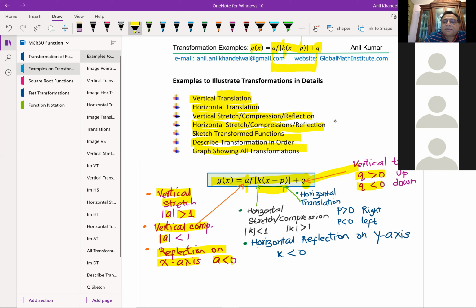The inside parameters, as I said earlier, affect horizontal. So k gives you horizontal stretch or compression. It stretches when the absolute value of k is less than 1 and compresses when the absolute value of k is greater than 1. As far as p is concerned, when we use some functions, we say phase shift also. It actually translates the function left or right. So if the p value is greater than 0, the graph moves right. And if p is less than 0, it moves left. When the value of k is negative, then the graph gets horizontally reflected on the y-axis, right? So the reflection on the y-axis could be treated as a horizontal reflection.